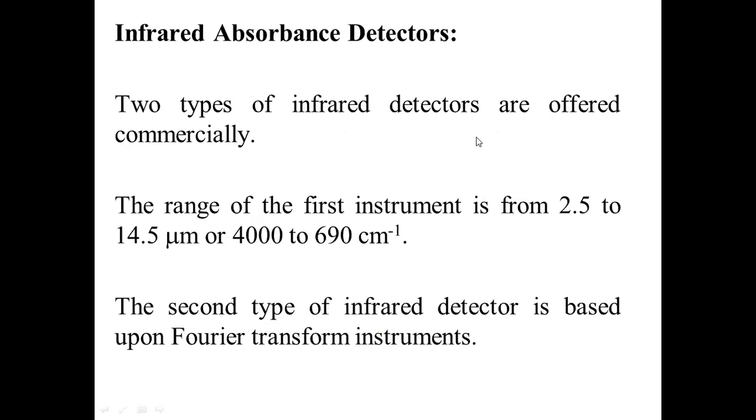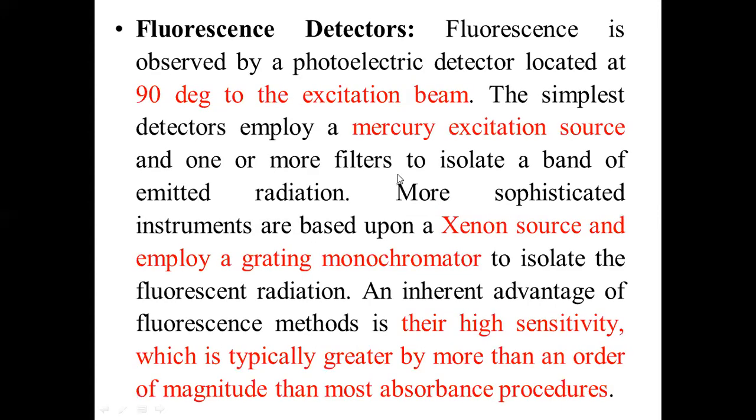Apart from UV absorption detectors, IR detectors can also be used, because IR detectors function based on the principle that the stretching frequencies of the molecules depend upon the functional groups present in the molecule. So 2.5 to 14.5 micrometer, or 4000 to 690 centimeter inverse, is the region where the instrument operates. Nowadays FTIR instruments are used more commonly.